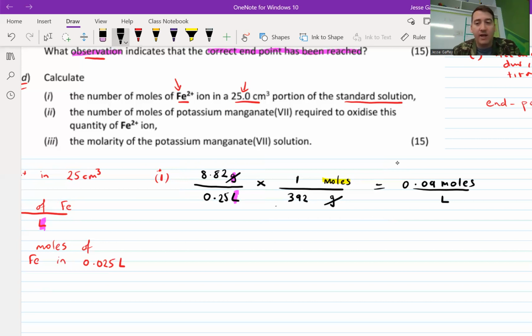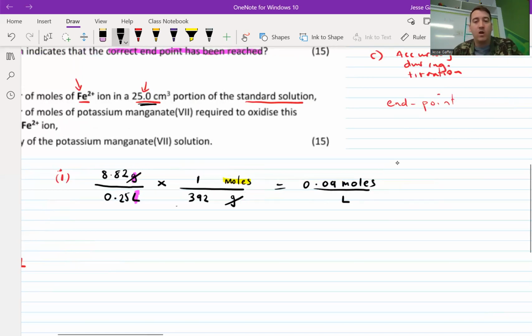But we didn't have a liter. We were looking for how many were present in the 25 cm cubed portion. So how do we go from moles in 1 liter now to moles in, so we're going from moles per liter to moles that are in 25 cm cubed. Okay, so we need liters to cancel. So we're going to cancel the liters there. We're going to times by the number of liters that we were using, which is this here. So let's pause the video and do that now.